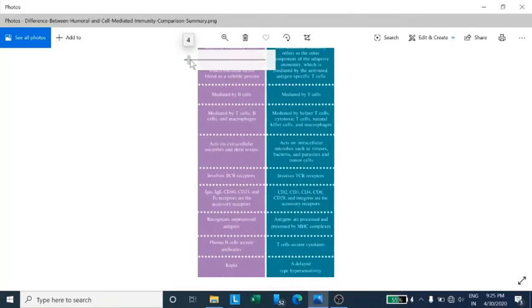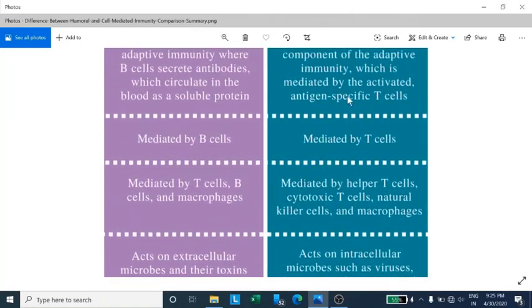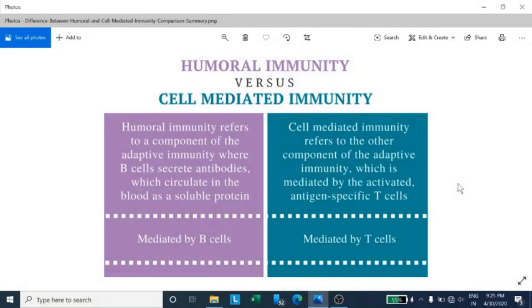What is the difference between cell-mediated immunity and humoral mediated immunity? Let us see some of the differences here. Now, humoral immunity refers to a component of the adaptive immunity where B cells secrete antibodies which circulate in blood as a soluble protein. So this is the main thing in humoral mediated immunity. So there is production of antibodies by the B cells. Now, whereas cell mediated immunity refers to the other component of adaptive immunity, which is mediated by the activated antigen specific T cells. So here the activated T cells are involved in the immunity.